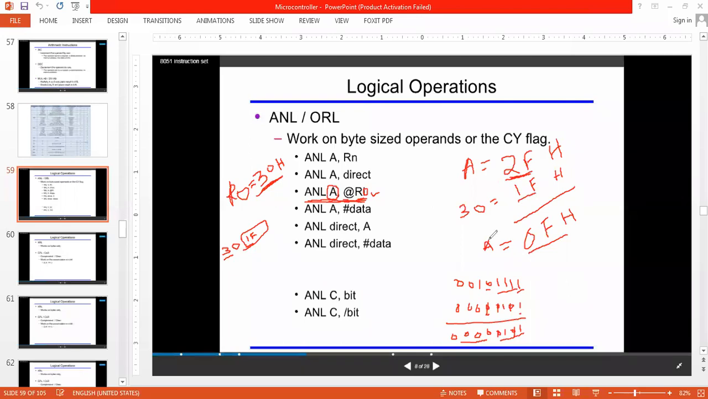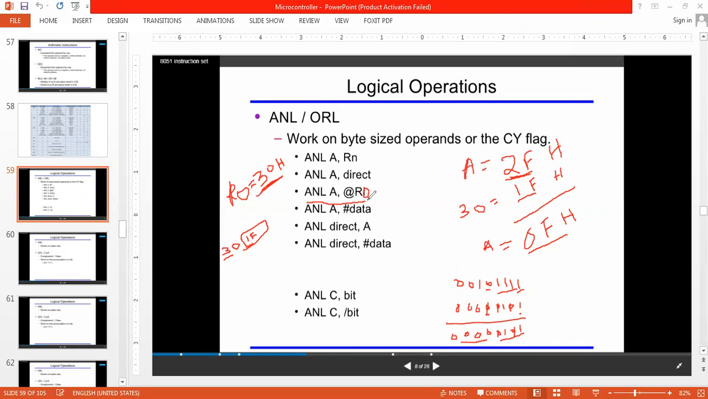No. See, this is indirect addressing mode, no? ANL A comma. See the third instruction, ANL A comma at the rate of Ri. Ri, this one we have already discussed in indirect addressing mode. Remember the indirect addressing mode. So now Ri can be either R0 or R1. Only two options I have. So let me take R0. So now ANL A comma at R0.